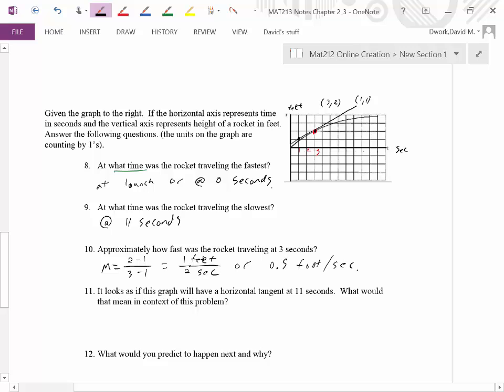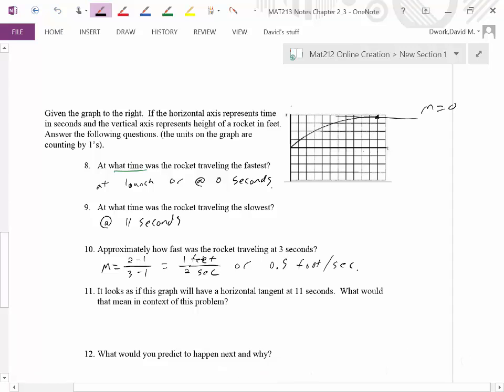Problem number 11. It looks as if the graph will have a horizontal tangent at 11 seconds. What would that mean in context? So, thinking about the meaning of that line, if it has a horizontal tangent, what does that mean? Well, what's the slope of a tangent line? Slope is 0. So again, what does that mean?